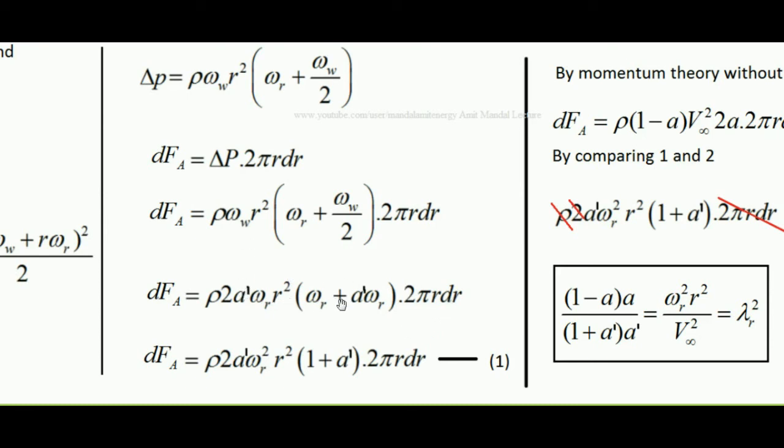Ultimately the equation is like this. Now I can take out omega r common. So ultimately my equation, the axial force exerted on that ring, will be rho 2 a dash omega r square r into r square in the bracket 1 plus a dash into 2 pi r dr. This is our equation 1.